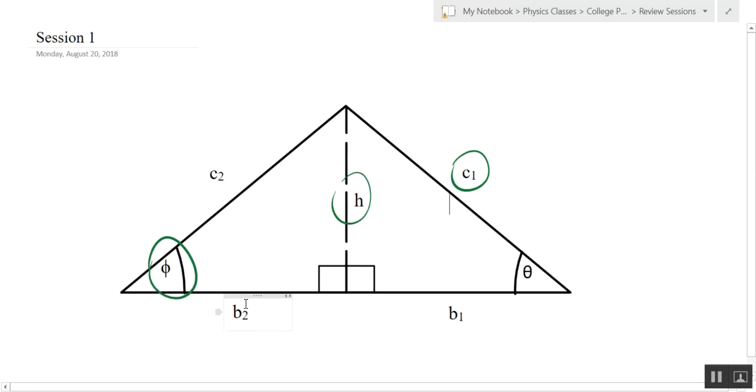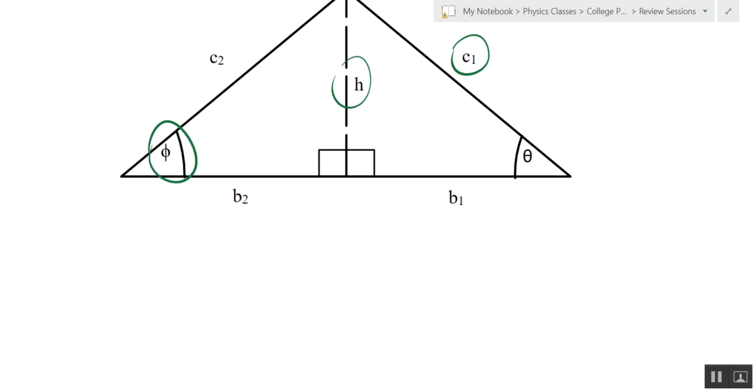And you're trying to find B2, which is what in relation to phi? The adjacent side, right? This is like what we did in class. So you're given the opposite, you're trying to find the adjacent. So what do you think you use? Tangent. All right, write that down quick, because this is trig.